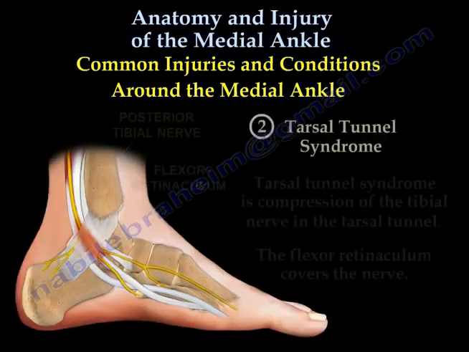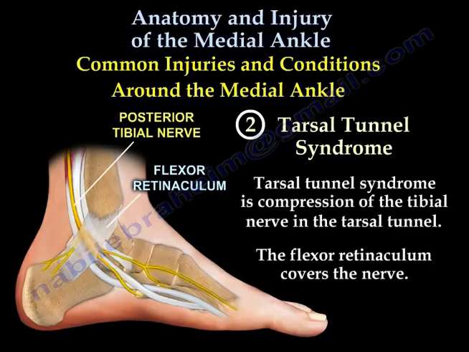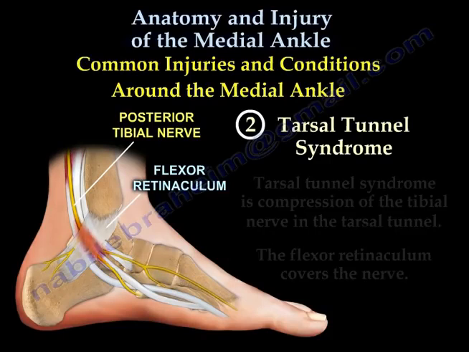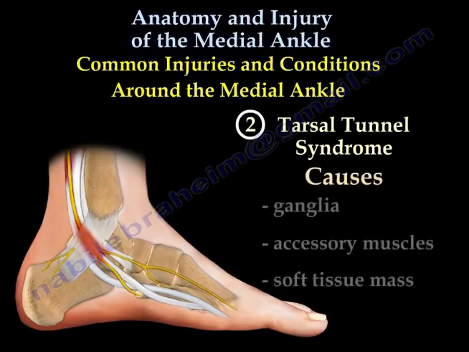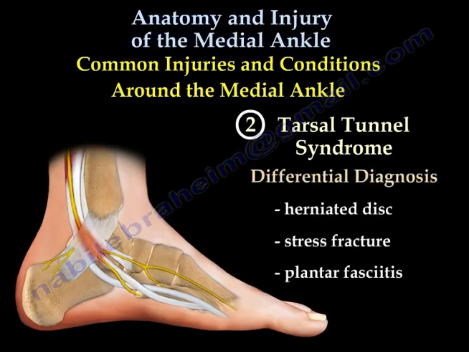The second condition is tarsal tunnel syndrome. Tarsal tunnel syndrome is compression of the tibial nerve in the tarsal tunnel. The flexor retinaculum covers the nerve. Tarsal tunnel syndrome is similar to compression of the median nerve in the carpal tunnel. Causes include ganglia, accessory muscles, or soft tissue mass. Differential diagnosis may include a herniated disc, stress fracture, or plantar fasciitis.